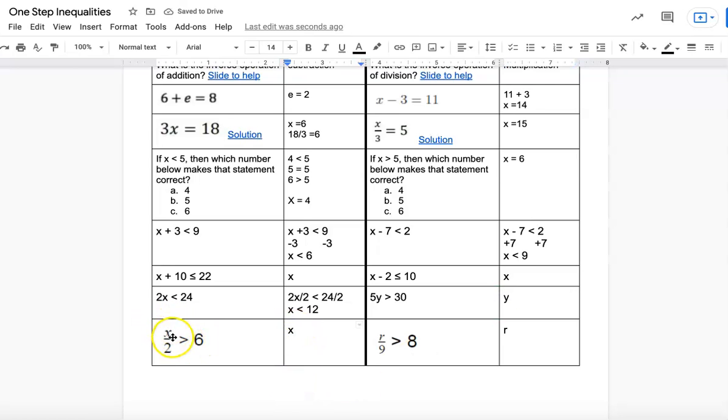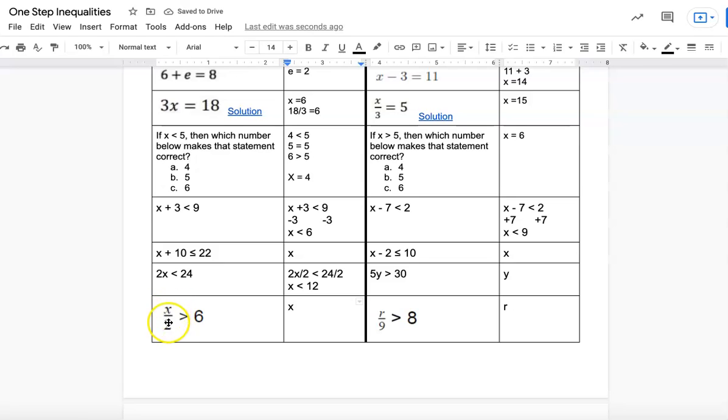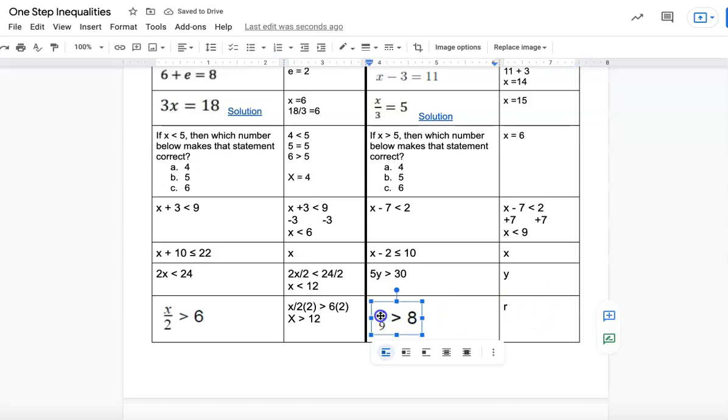In this one, we're multiplying. So x divided by 2 is greater than 6. So instead of divide by 2, we multiply both sides by 2 times 2. Then we're left with x on this side is greater than 6 times 2, which is 12. Same thing here. You're going to multiply both sides by 9 to get your answer.